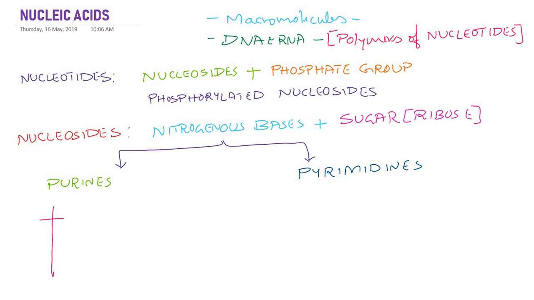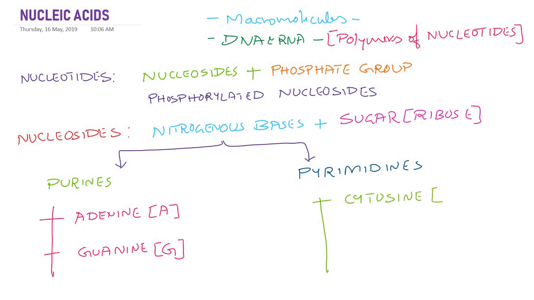One is adenine. The one letter abbreviation for adenine is capital A. Another type of purine present in the nucleosides is guanine. The one letter abbreviation is G. Similarly, pyrimidines are three types. Cytosine, the one letter abbreviation is C. Uracil, a pyrimidine base which is exclusively present in RNA. The one letter abbreviation is U, and the last type is thymine.